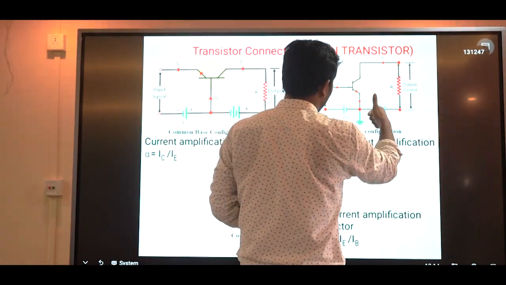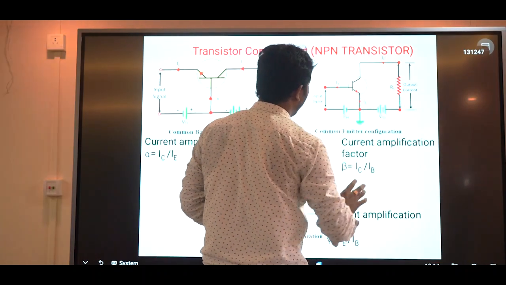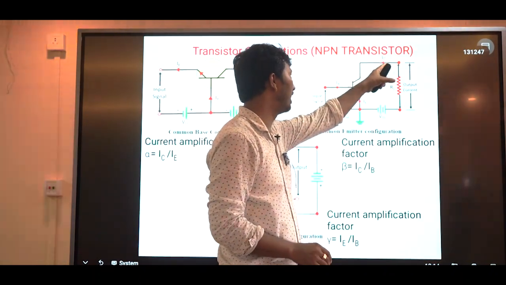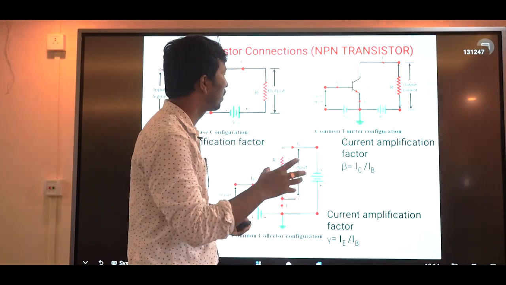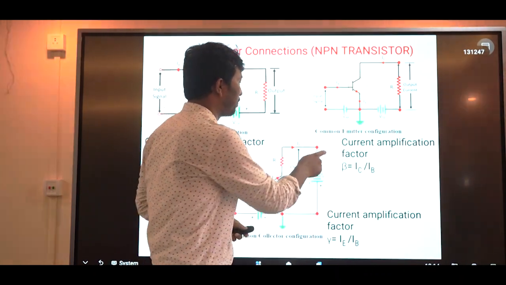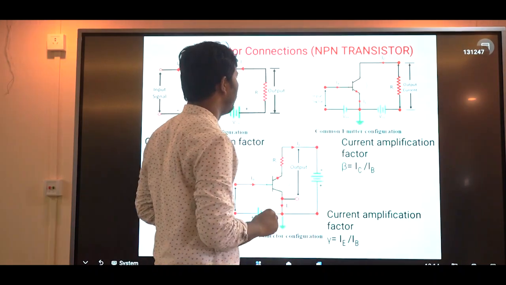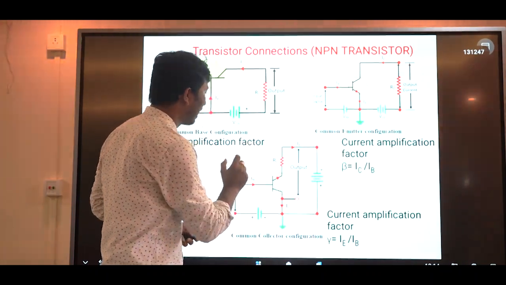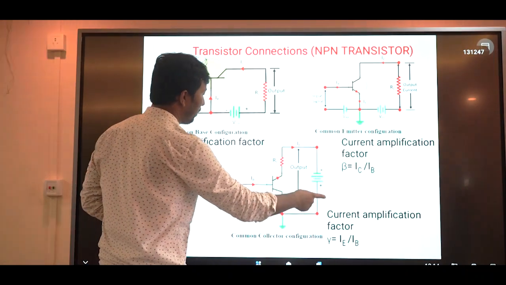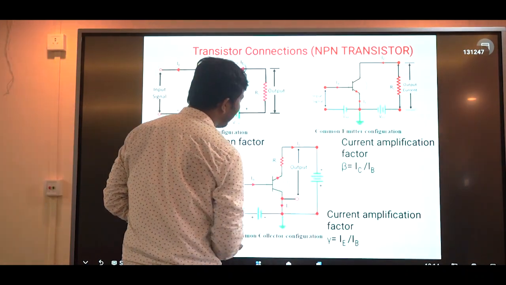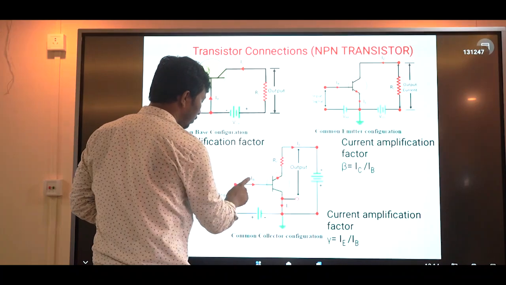The current amplification factor in the common emitter configuration will be, here the output current will be IC, the input current will be IB. So the current amplification will be expressed as beta, and it will be the ratio between this output current and this input current, so IC by IB. In common collector configuration, the current amplification factor is expressed as gamma, and it is the ratio of this output current to this input current.